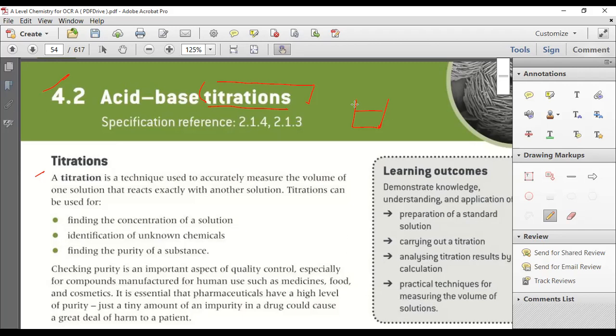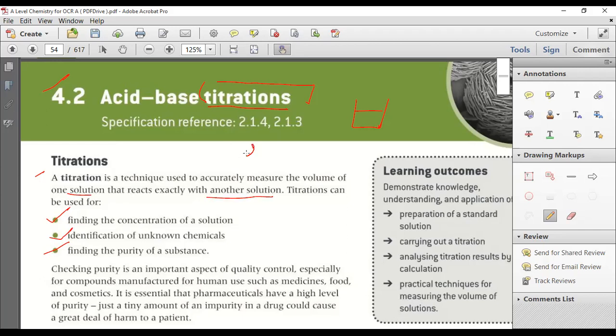Clear? It can also be used for finding the concentration of a solution, to identify unknown chemicals, and to find the purity of a substance. So with the help of titration, you can find out three things. The first is the concentration of the substance: what amount of substance is available per liter, per gram, per ml, whatever we have. Then purity: is it pure or not, and what amount of purity is there in that particular substance? And you can also identify unknown chemicals. Clear? Now, basically, in the titration technique, we measure the volume of one solution that reacts exactly with another solution.